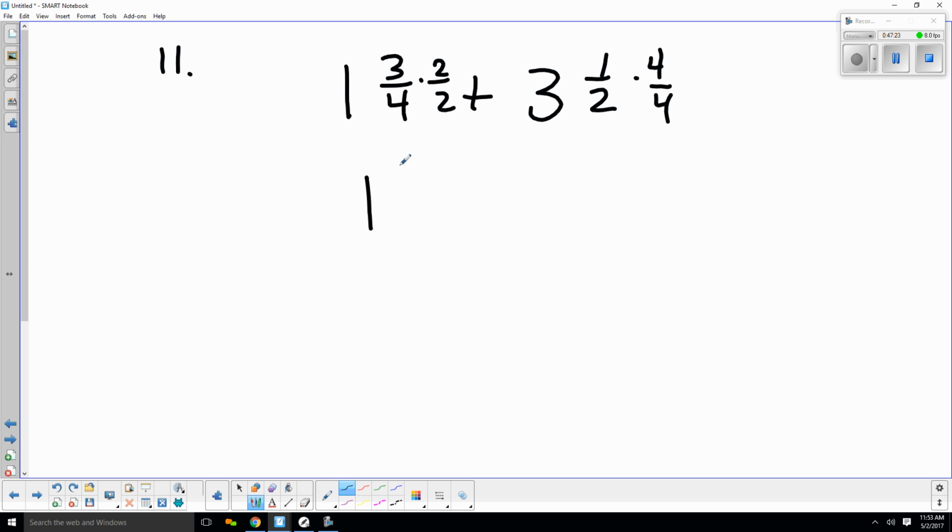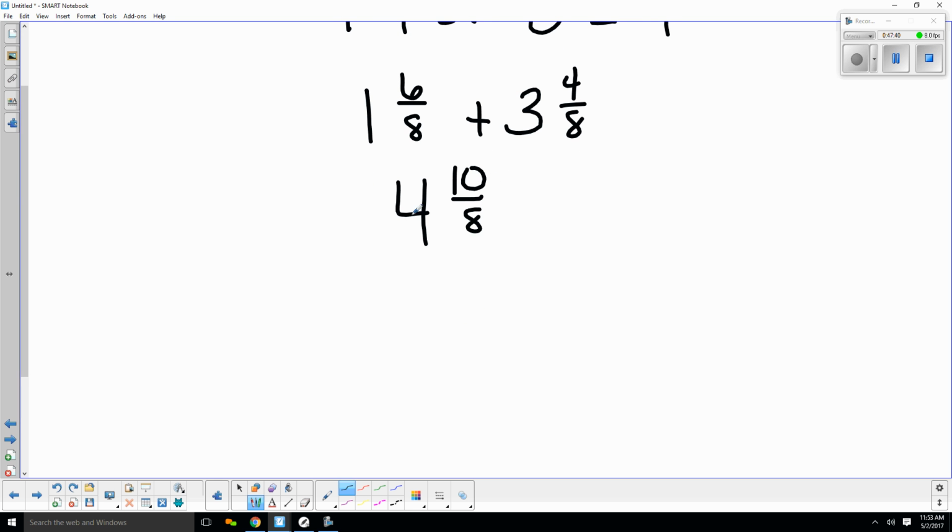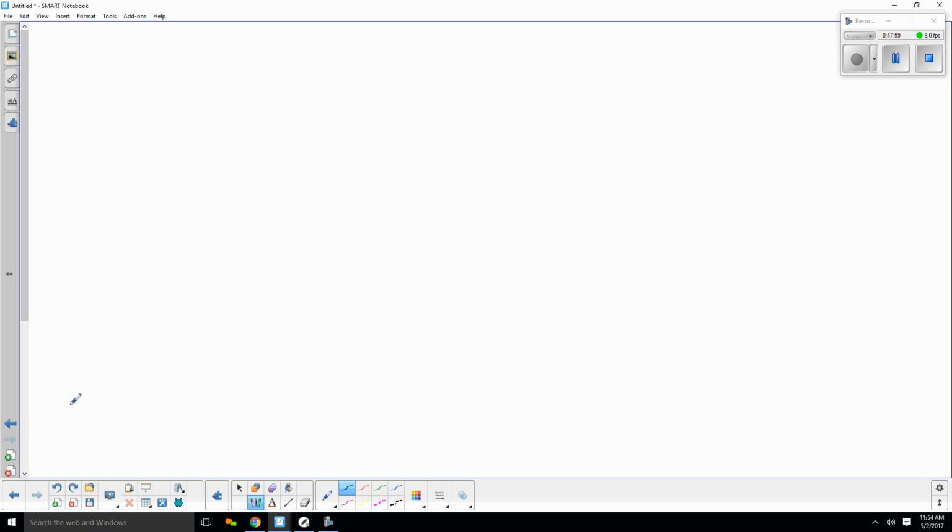So at this point now, I have 6/8 plus 3 and 4/8. I'm going to add, so I get 4 and 10/8. 10/8 is improper, so I need to pull out a set of 8. So when I pull out 8, that makes this increase 1, so that becomes 5 and 2/8. And when I reduce, I get 5 and 1/4. Now that answer was not on there. They have written 5 and 1/2 twice. Okay? As long as you showed me work, you're good. 12 is not on there. So we skip to 13.